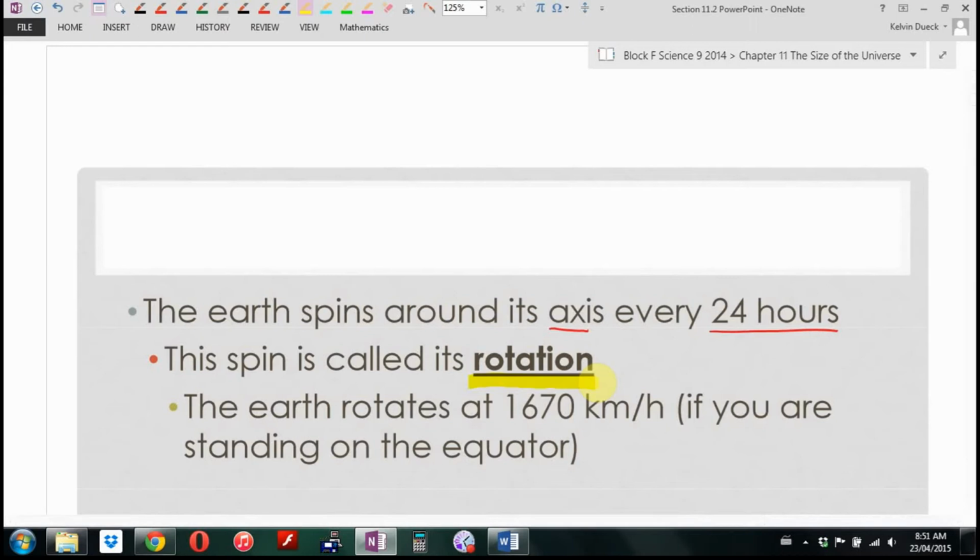Turns out the Earth rotates at 1,670 kilometers per hour if you're on the equator. So the Earth rotates, spins on its axis. That's what makes the sun appear to rise and set. Is the sun actually moving? No, it's us. But it looks to us like the sun is moving.